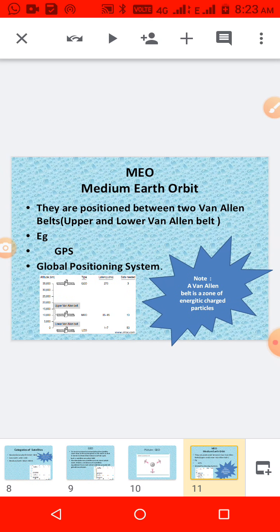And then medium earth orbit, it is placed between the lower and upper Van Allen belt. What do you mean by Van Allen belt? It is a zone where charged energetic particles are available.